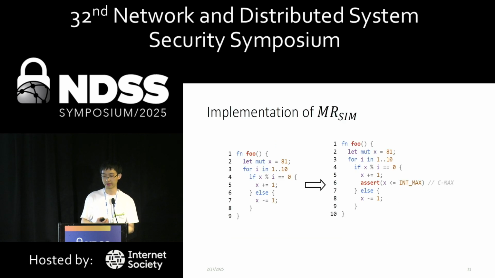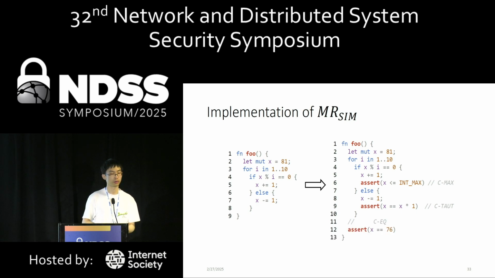To implement this, we can take this basic example to show how we do that. Initially, there are no constraints in the program. We can add a constraint by saying that x should be less or equal to the maximum of its data type, which is integer. We can also add another tautology constraint saying that x is equal to x times 1.